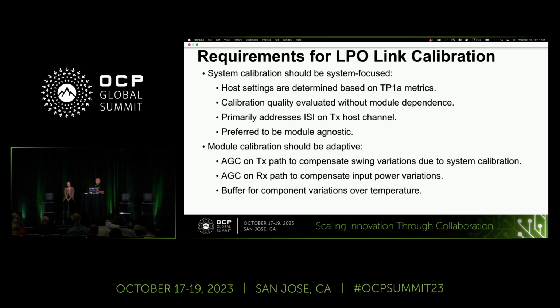On the module side, calibration and control should be adaptive. So on the RX side, it's pretty familiar to everyone that AGC should be running. But on the TX side, we think AGC is also required, which is very different from the retimed module. And there is a certain margin that we need to reserve to compensate for different corner cases, like change over temperature or change over life.